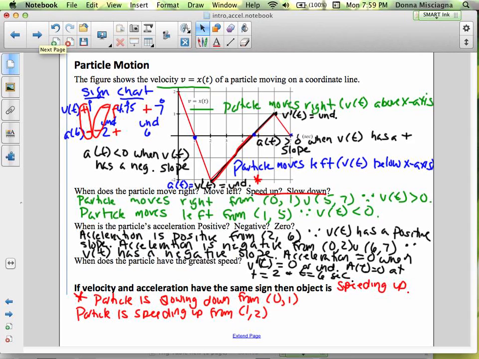So here these two don't match. I'm not going to try and circle, but just look up and down. Notice they don't match because for values between 2 and 4.75, velocity is negative, but acceleration is positive. So this particle is slowing down from 0 to 1 and from 2 to 4.75.